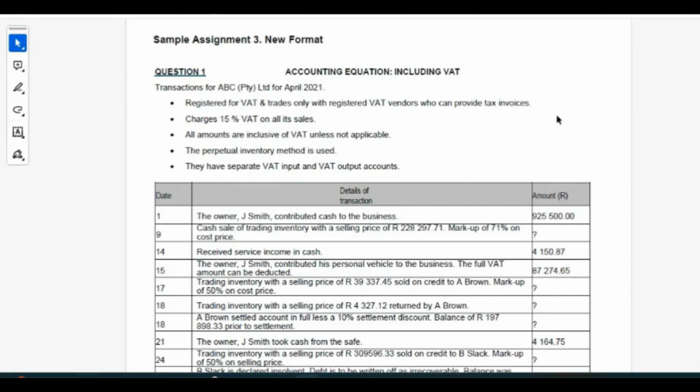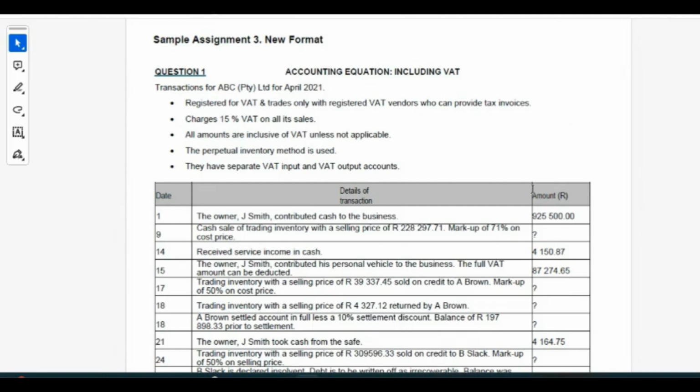Okay. They have separate VAT input and VAT output accounts. And that is just because when we are working with the accounting equation, we cannot just work with a VAT control account. We need separate input and output accounts because VAT input is a current asset and your VAT output is a current liability. So they are leaning on completely different sides of the accounting equation.